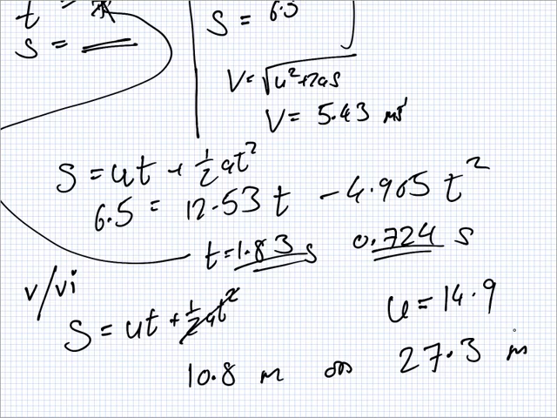Which is correct. But you multiply by the time. UT. There's the U. And I multiply them by the times to make the two S's. You multiply by 0.724, yeah. And multiply by 1.83, yeah. They're the two answers, yeah.